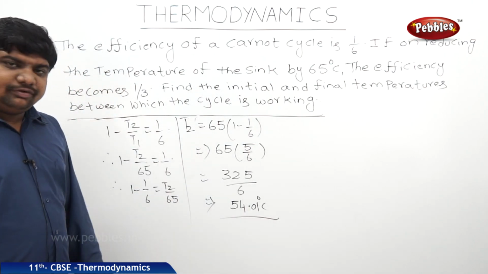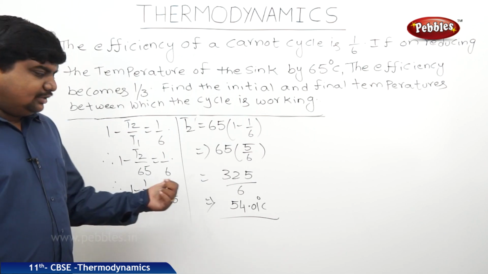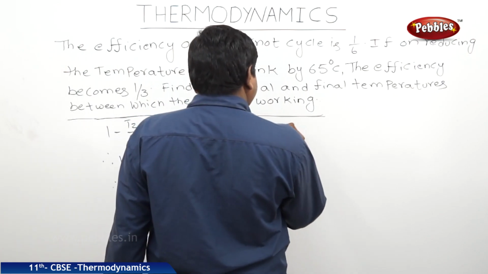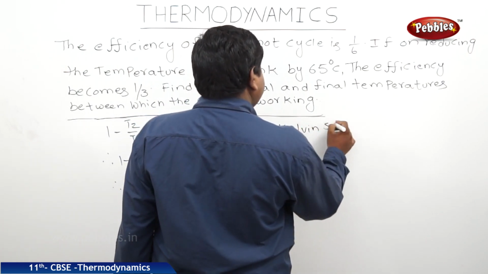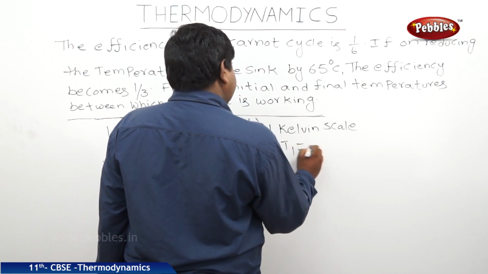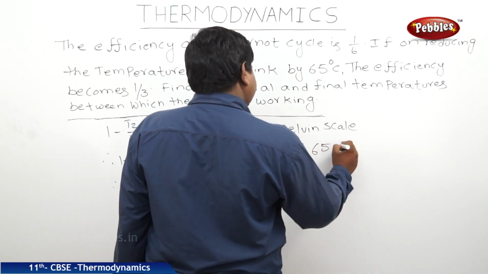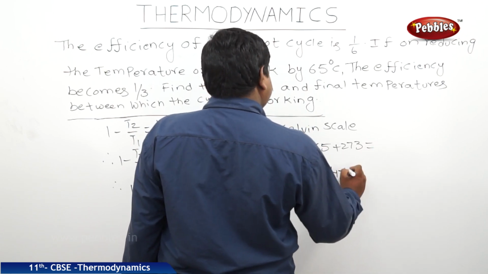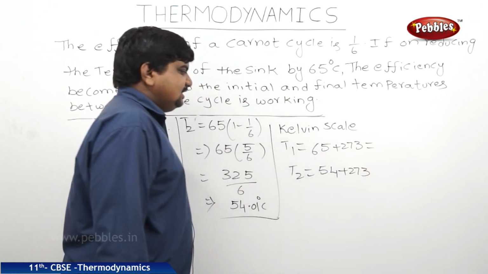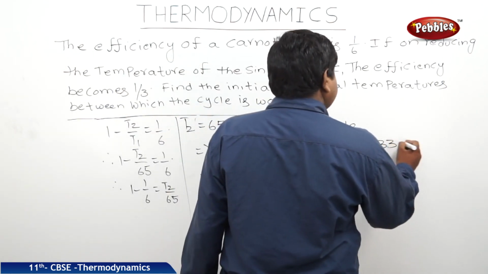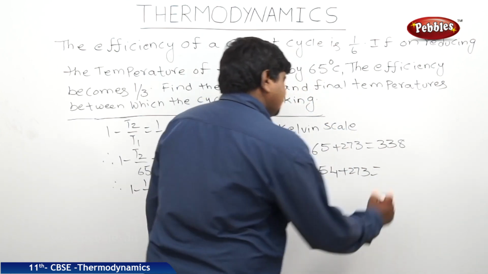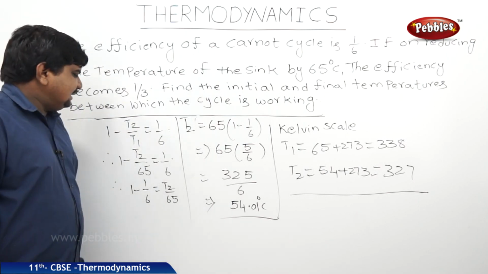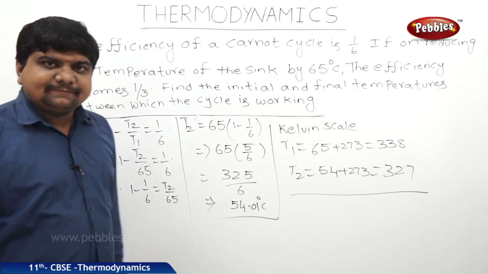So where T2 is 54 and T1 is 65, if it is converted to Kelvin, on the Kelvin scale T1 is 65 plus 273, T2 is 54 plus 273. The 65 plus 273 is 338. This 54 plus 273 is approximately 327. At these temperatures, we are getting an efficiency of 1 by 6.